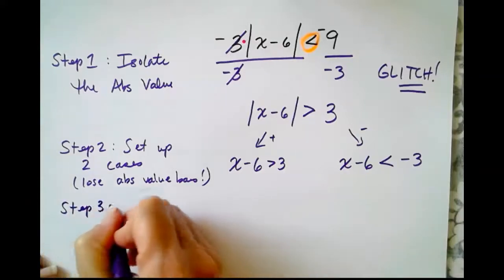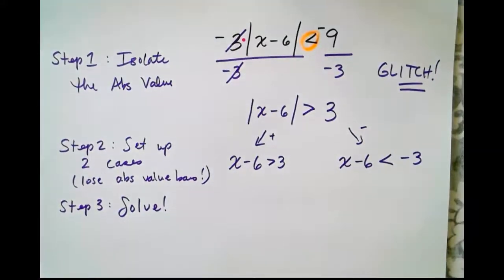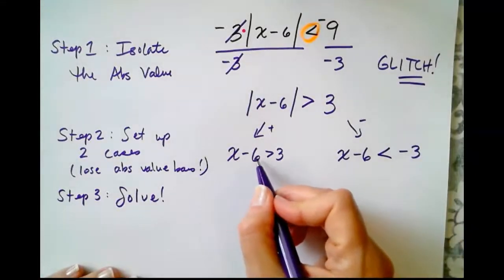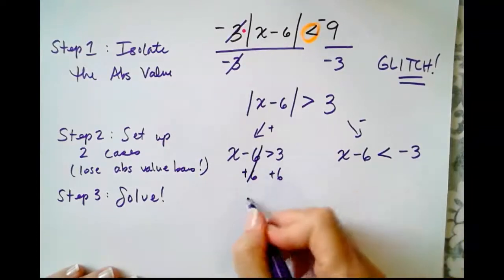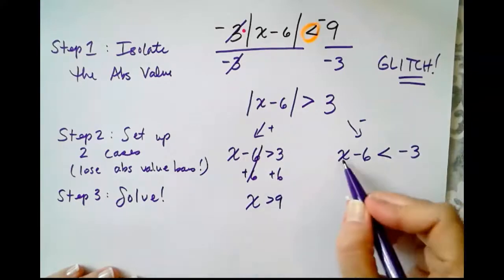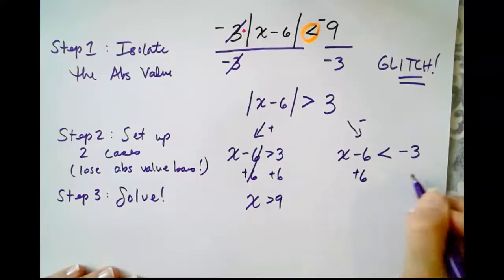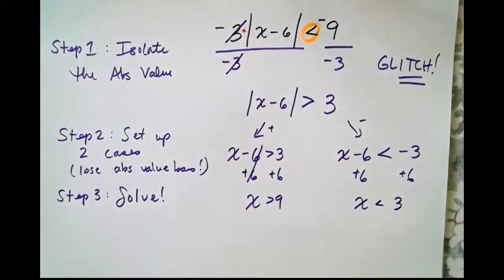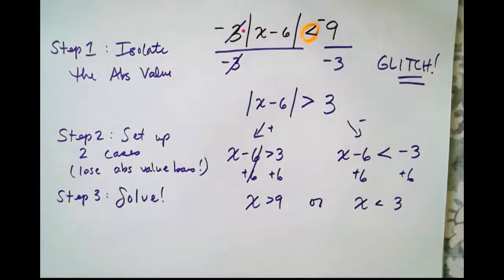Step 3, and we actually got to do it this time. Solve the inequalities. We have two of them. So x minus 6 is greater than 3. We're going to add 6 to both sides. X is greater than 9. X minus 6 is less than -3. Add 6 to both sides. And -3 plus 6 is 3. Now think about what we've got here. This is a greater. This is an or situation.